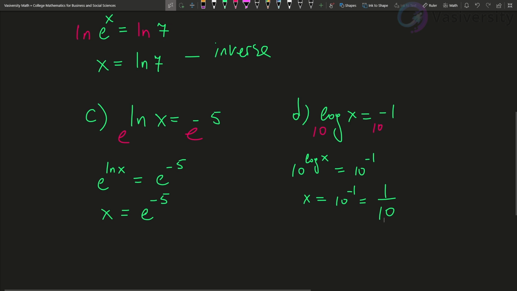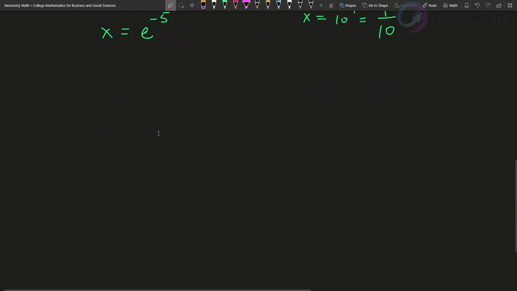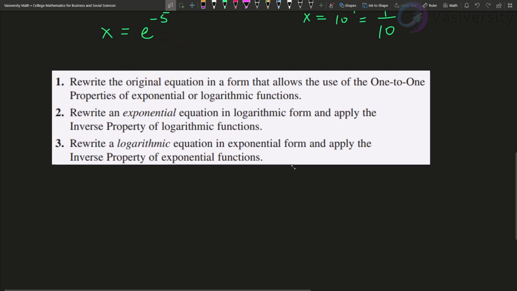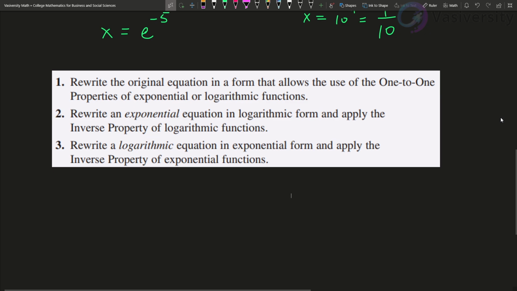So essentially, let's emphasize, how do we solve those kind of problems? The strategy to solve those problems is to rewrite the original equation in the form that allows us to use either the one-to-one property of either exponential or logarithmic function. Then we can rewrite the exponential equation in logarithmic form and apply the inverse property if we need to, and we can rewrite the logarithmic equation in exponential form and apply the inverse property of exponential functions. So either of these three will work for the logarithmic/exponential function.